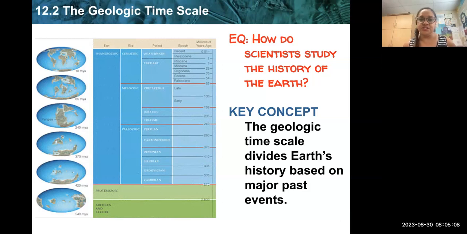And our key concept, the geologic timescale, looks a little bit like this. It divides Earth's history based on major past events. So just like we divide our time into years and months and weeks and days, even minutes and hours, scientists have done this with geologic time, with the time since the Earth began.